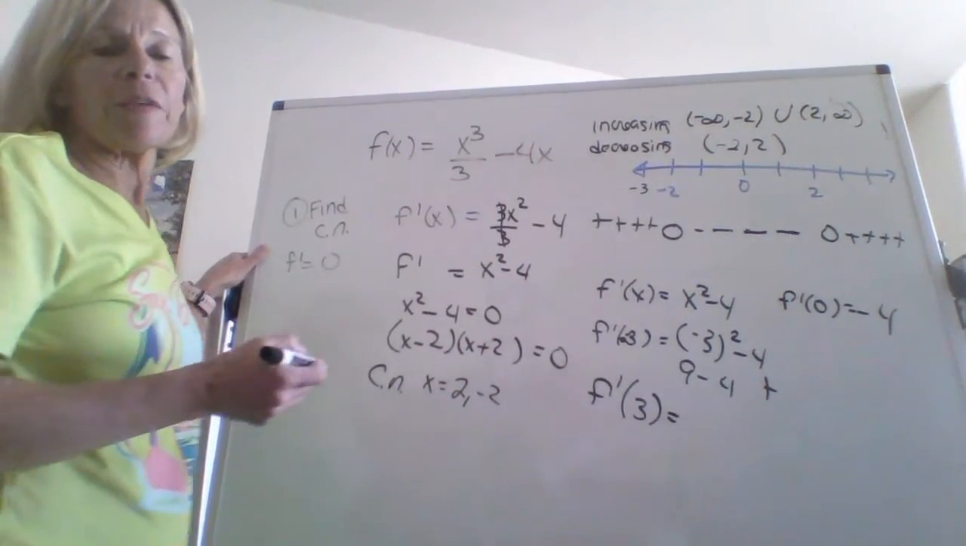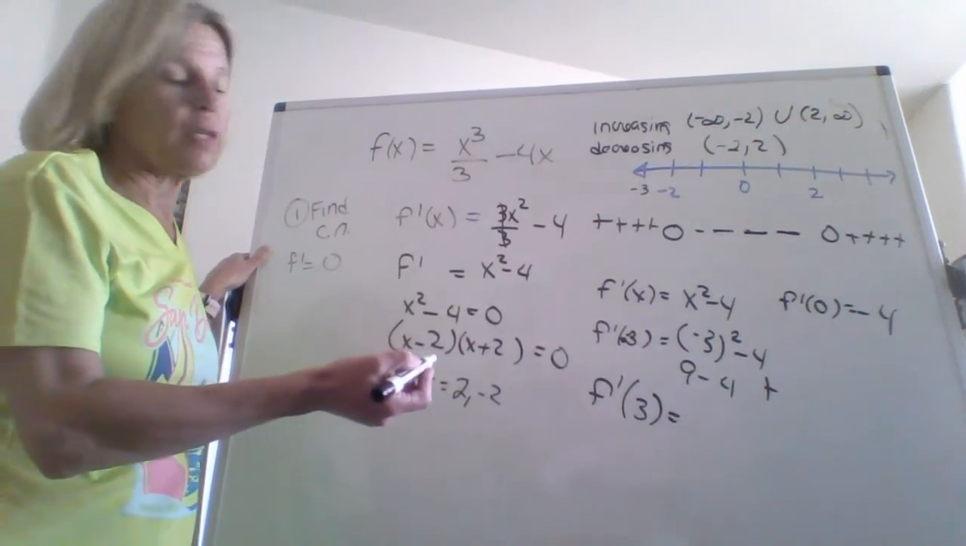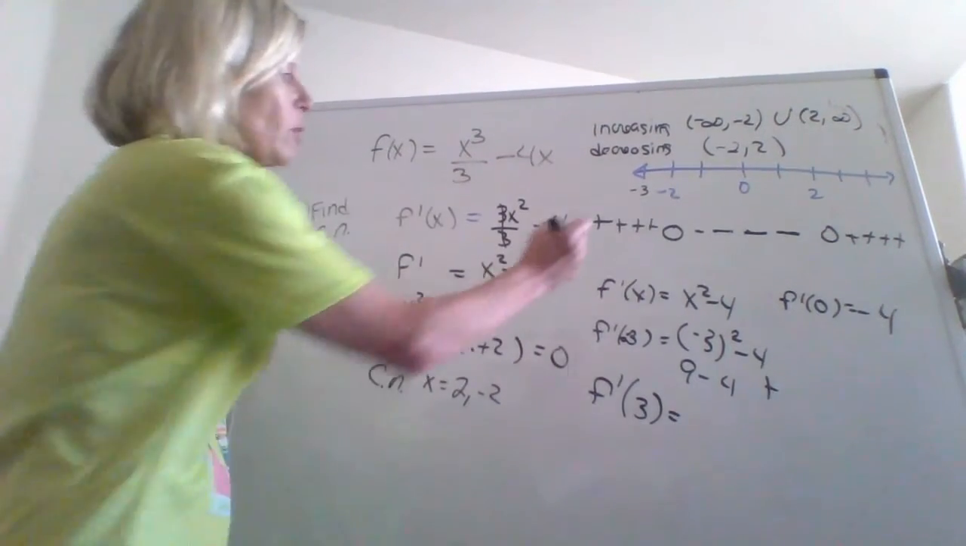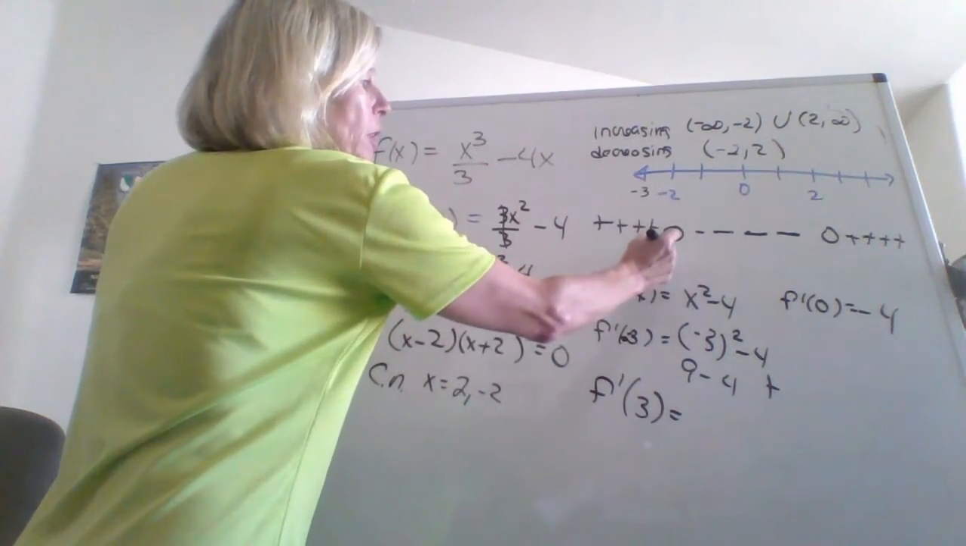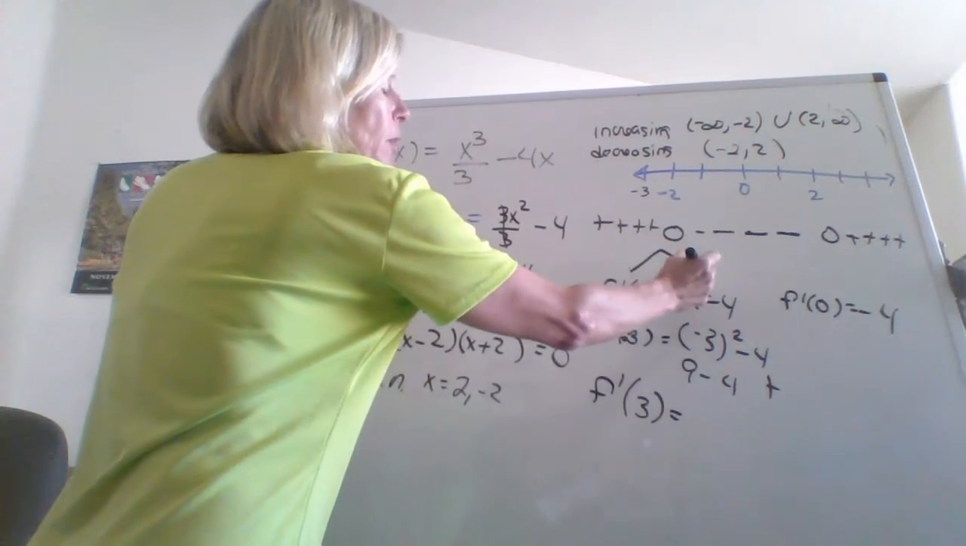If I want to figure out if I have a maximum or a minimum at each critical number, I just think about what's going on. If the derivative is positive, I'm going up. The derivative is negative, I'm going down.